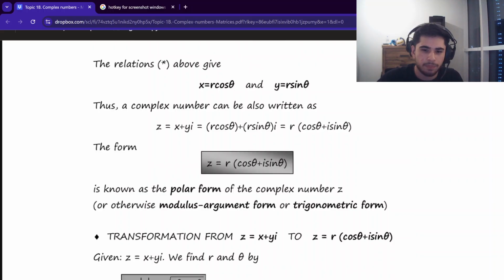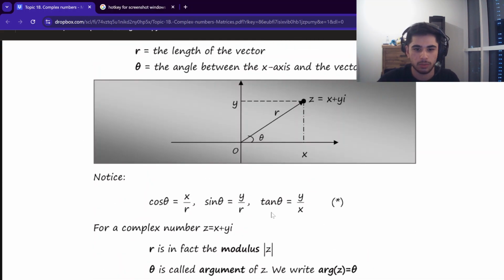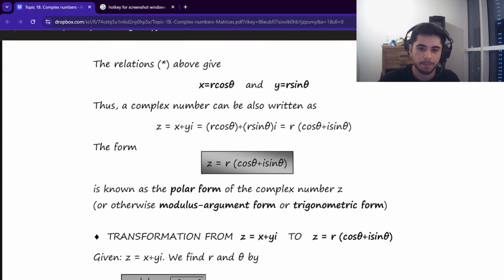The relations above give x equals r cos theta and y equals r sin theta. You may be wondering why, if your algebra isn't good. He's basically just saying x equals, he's trying to isolate x by multiplying both sides by r, so this r goes here, and it becomes r cos theta equals x, basically that.